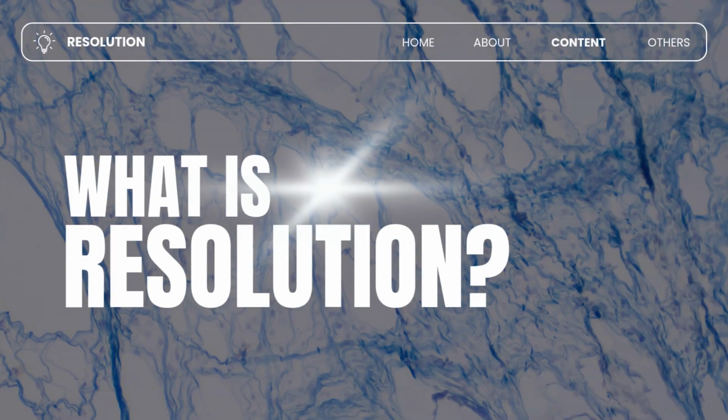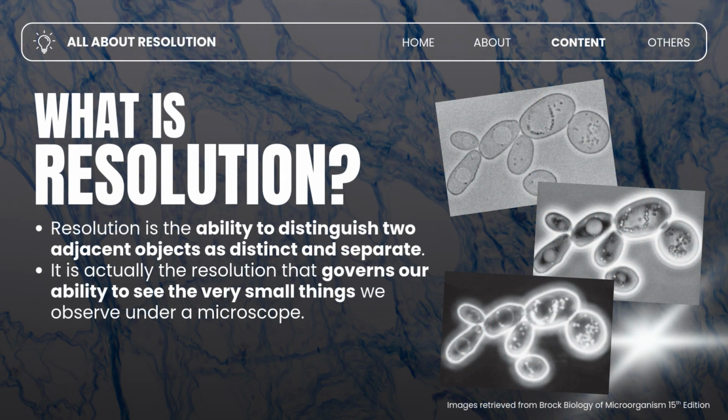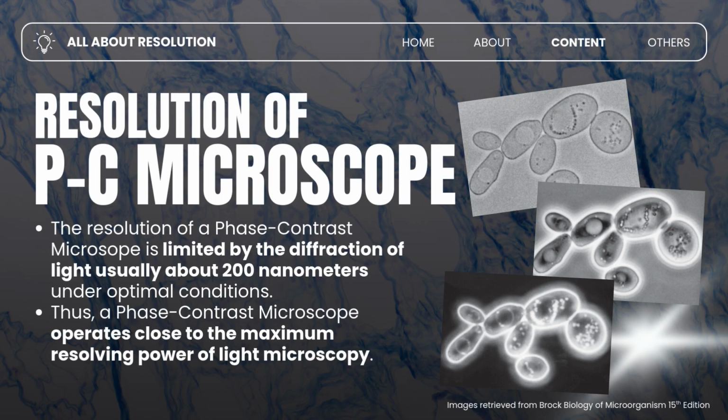Now, we tackle resolution. So what is resolution? Resolution is the ability to distinguish two adjacent objects as distinct and separate. It is actually the resolution that governs our ability to see the very small things we observe under a microscope. Additionally, resolution is limited by the diffraction of light, usually about 200 nanometers under optimal conditions. Therefore, the phase contrast microscope operates close to the maximum resolving power of light microscopy.